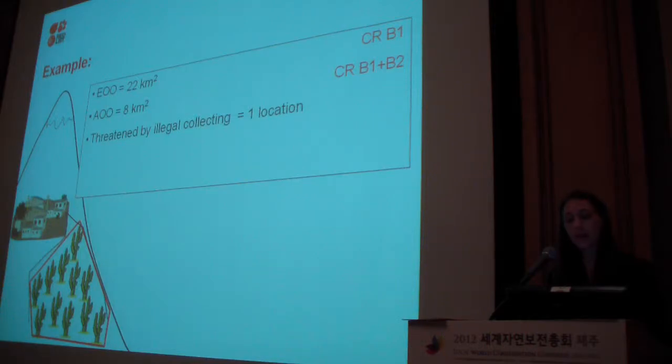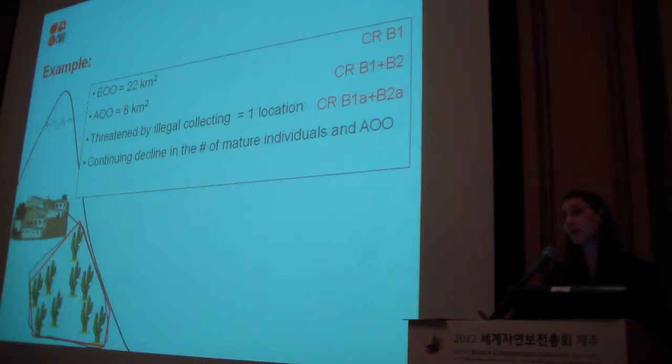It's threatened by illegal collecting. There's a village nearby, and people come out and they collect the cactus. Because it's found in such a small area, they can cover the entire area. So all of the individuals in the species range are affected by that one threat from that one village of collectors. So there's only one location. So it still meets critically endangered under B1a and B2a. So now we just need to meet one more subcriterion in order to qualify for a listing under critically endangered.